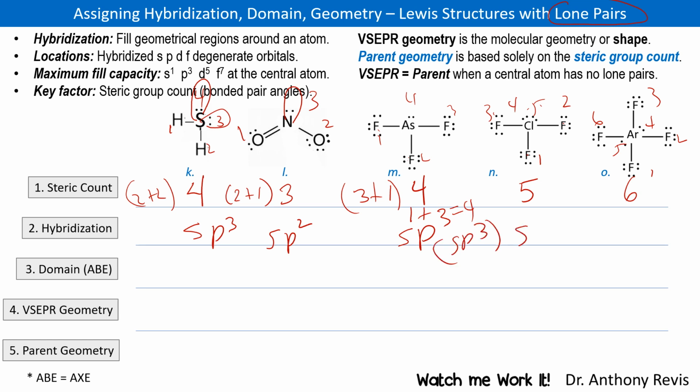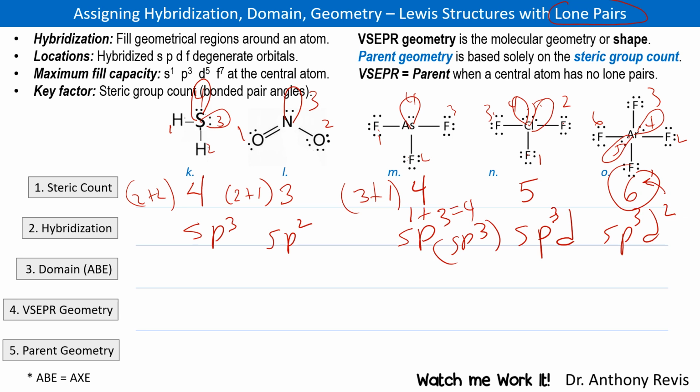In the case of 5, I fill up the S with 1, P with 3, so that's 3, that's 4. I need 1 more, therefore it's D. In the case of 6 things around it, fill up 1 in the S, 3 in the P, and then I put 2 in the D. These numbers on top add up to 6 for my steric group count. So when we do the hybridization, we'll count the lone pairs because they occupy space, and we're only concerned about the central atom. All right, and these occupy that space, and I count it.